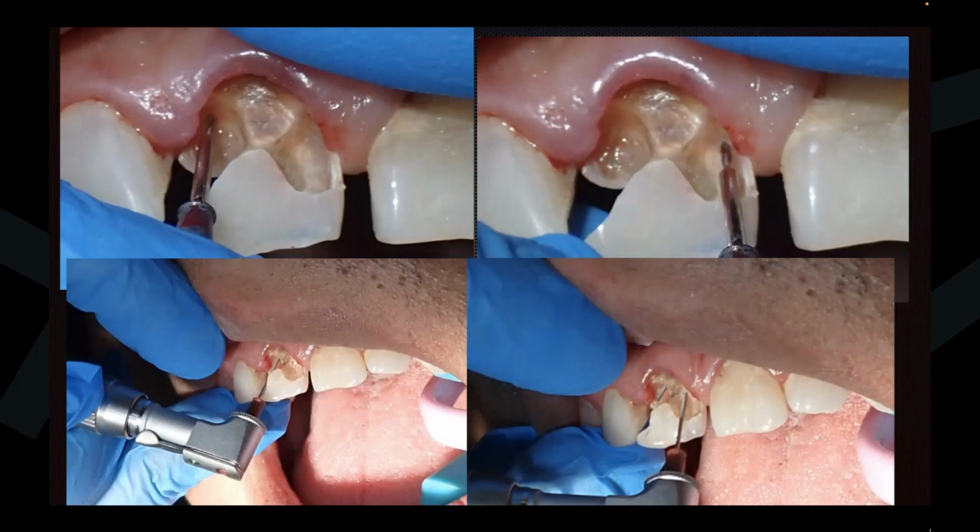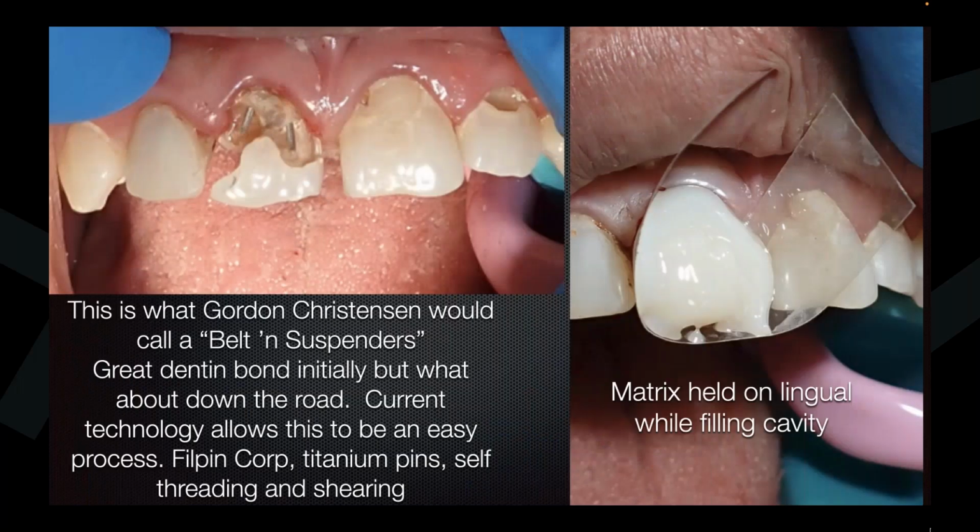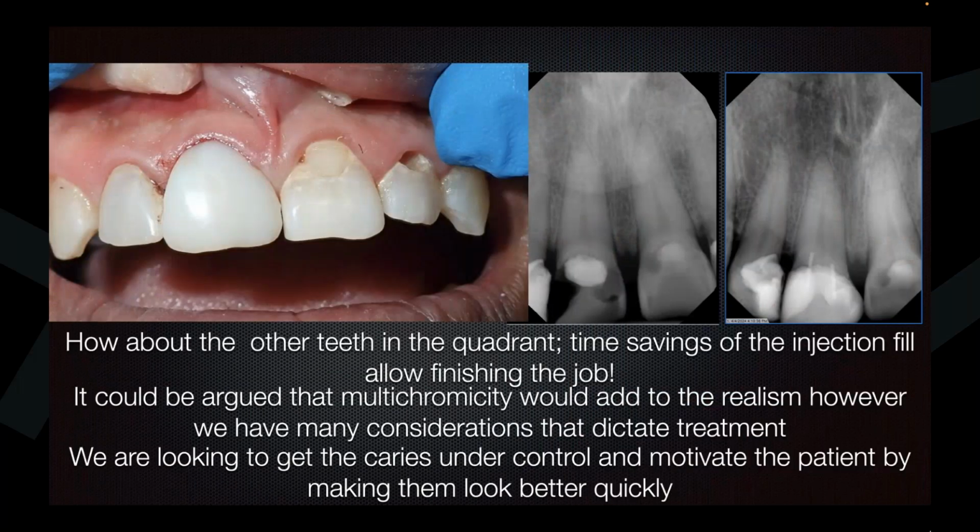I love these little fill pins because they are tiny and they are titanium. So we're not having the same problem that we had with the brass ones. So I call this a belt and suspenders, and Gordon Christensen calls it a belt and suspenders. He's the one that told me about fill pin. So the bottom line is once we have the fill pin in, we etch and bond. All you have to do is hold the matrix on the lingual because you're so quick to fill this. And then we have what we have.